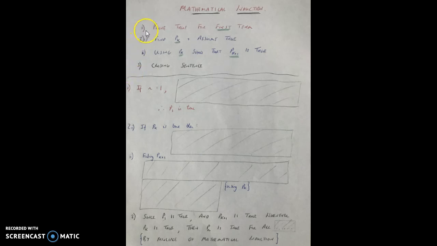So step 1 would be to prove that it's true for the first term. Notice in this case I've left a box where I'm going to fill it in a minute. But the first term normally is n equals 1. Sometimes n is 0, and occasionally it's 2 or 3, but 99% of the time n is 1. So you're going to prove that it is true for the first term.